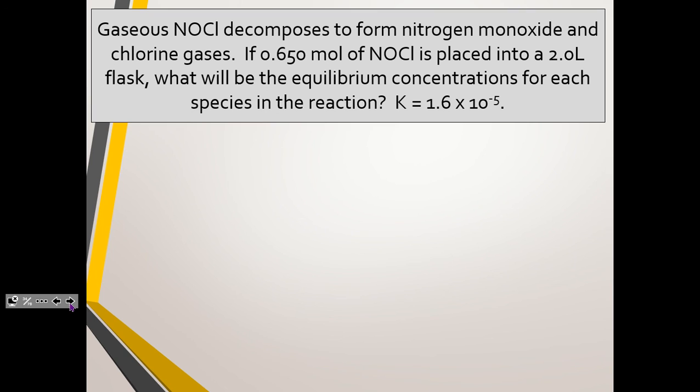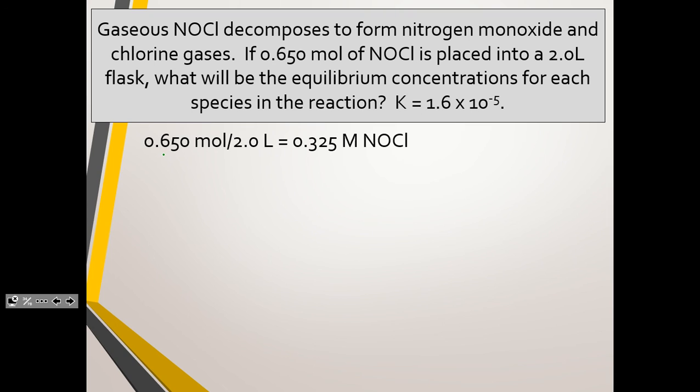Gaseous NOCl decomposes to form nitrogen monoxide and chlorine gas. 0.65 moles of NOCl is placed into a 2-liter flask. What will be the equilibrium concentrations for each species in the reaction? We've seen an example like this, but we're going to look at a negligible x problem.